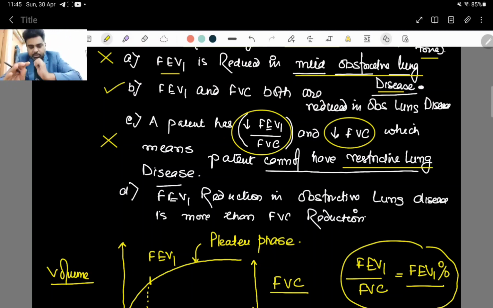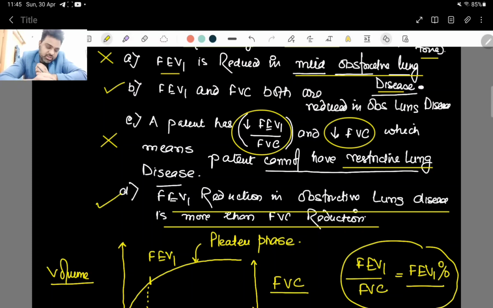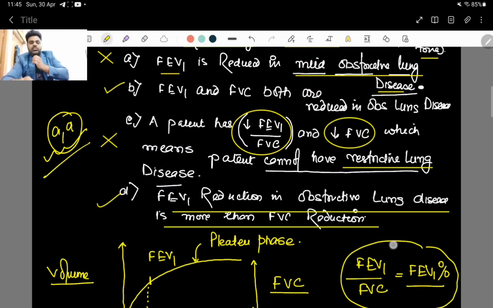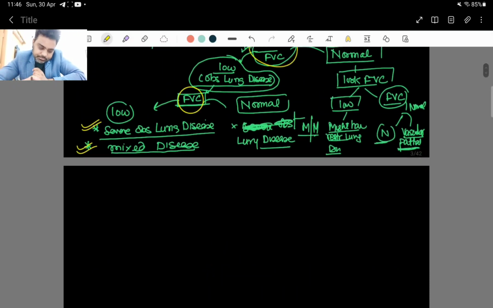Yes, this can be true that patient cannot have a sole restrictive lung disease. There will be obstructive lung disease also. This patient can have restrictive lung disease. So this is wrong. FEV1 reduction in obstructive lung disease is more than FVC reduction. Yes, this is true. So answers A and D both are true. So this is a very good question. After understanding this, if you solve this question, you will understand this. Okay.